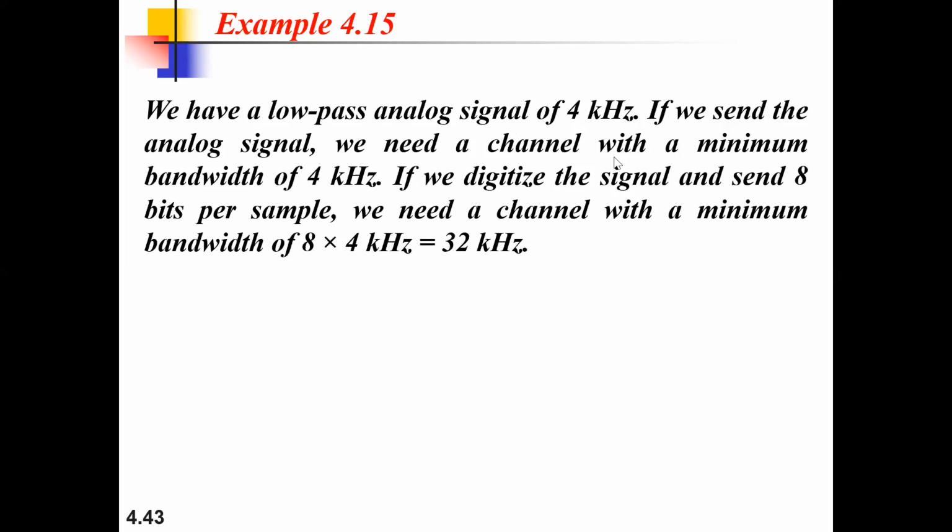Understanding it? So if we digitize the signal and send 8 bits per sample, we need a channel with a minimum bandwidth of how much? That's what they are asking. So 8 bits per sample they will be transmitting. What is the frequency that we have? 4 kilohertz. So 8 into 4 kilohertz will be nothing but 32 kilohertz will be the minimum bandwidth that we need to have if we want to sample 8 bits in one particular second. Understanding it? So that's what it says.